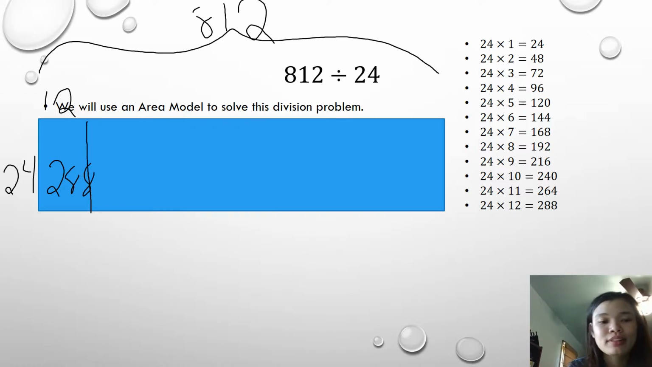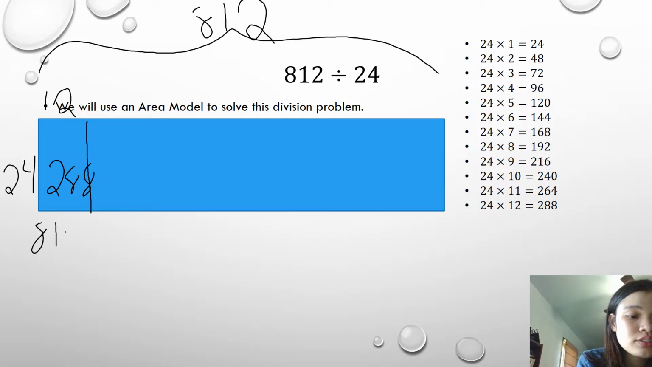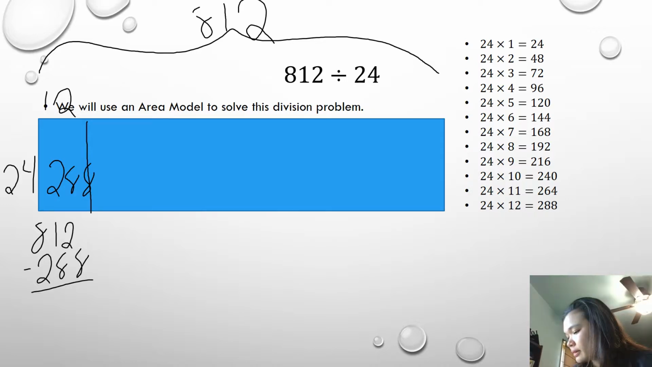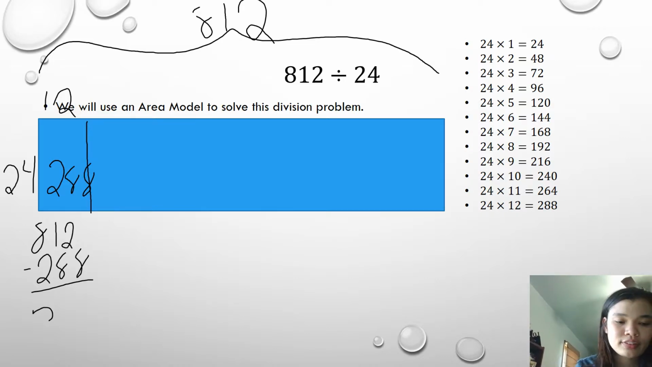My pen's not that great at writing. So underneath that, you're going to write 812 minus 288. So do that real quick. You should get 524.